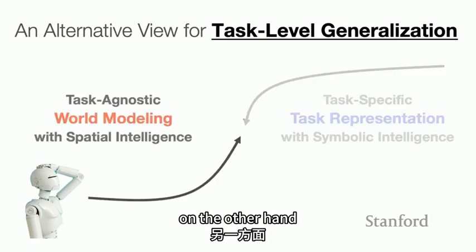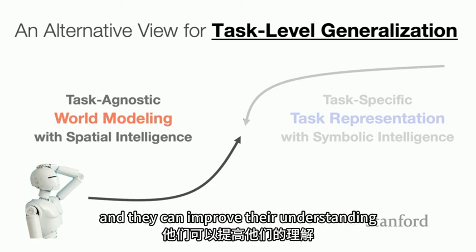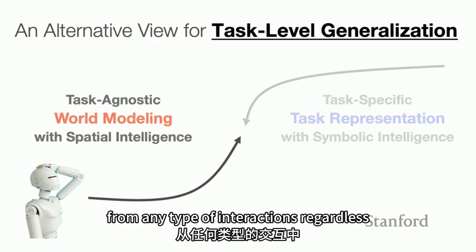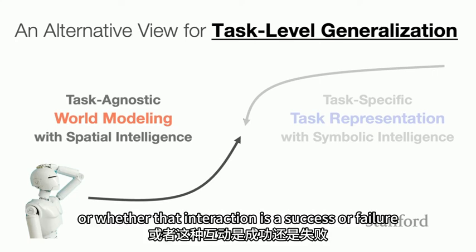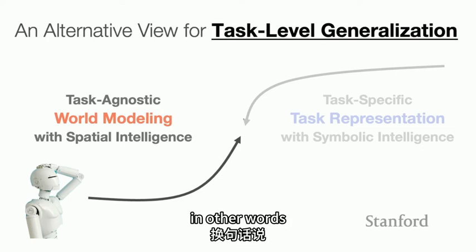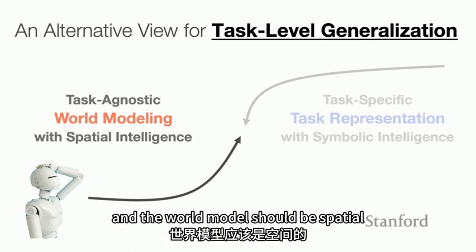On the other hand, all humans have an intuitive understanding of how the world works, and they can improve their understanding from any type of interaction, regardless of whether that's for a meaningful task or whether that interaction is a success or failure. In other words, we need to have a task-agnostic world model, and the world model should be spatial instead of textual.